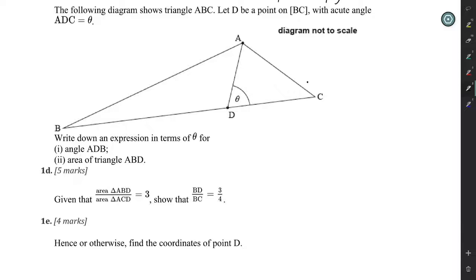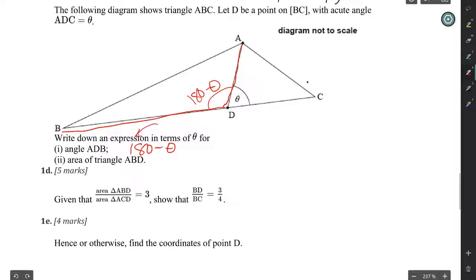Part C says the following diagram shows triangle ABC. Let D be a point on BC with the acute angle ADC equals theta. Write down an expression in terms of theta for angle ADB. So ADB is this angle over here. We'll notice that ADC is a straight line, which means this is 180 minus theta. Now remember, an expression means we don't need an equal sign.